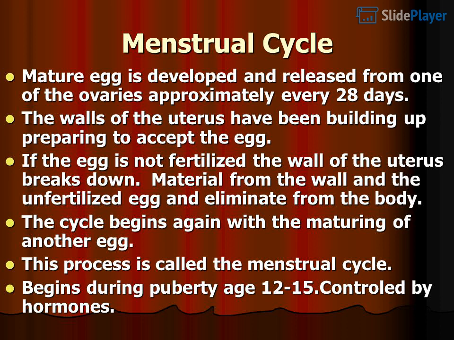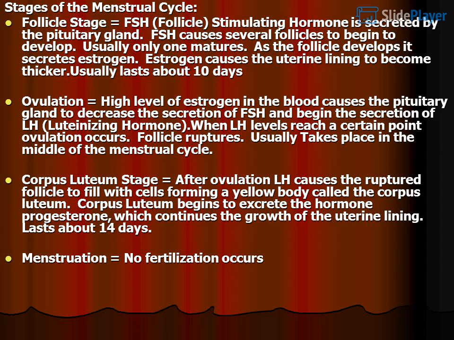It begins during puberty, age 12 to 15, and is controlled by hormones. Stages of the menstrual cycle. Follicle stage: FSH, follicle stimulating hormone, is secreted by the pituitary gland. FSH causes several follicles to begin to develop. Usually only one matures. As the follicle develops, it secretes estrogen. Estrogen causes the uterine lining to become thicker.